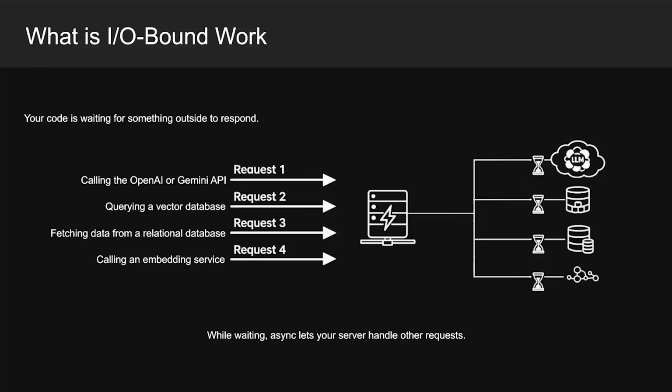Input-output bound work is when your code is just waiting. You call the OpenAI API and wait for the response. You query your vector database and wait for results. You fetch conversation history from a database and wait for it to load. These things can take anywhere from a few hundred milliseconds to several seconds. During all that waiting, an async server doesn't just sit there. It goes and handles another incoming request. That's where you get real performance improvement.